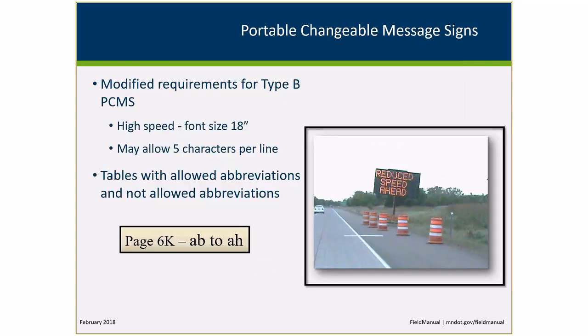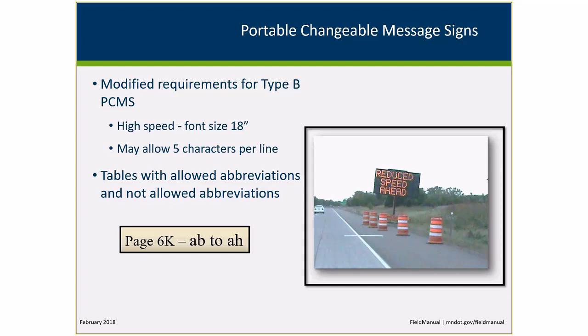Under the PCMSs, we ended up modifying the requirements for the Type B portable changeable message signs. Now there are 3 different sizes of PCMSs that can be used out there. The Type A signs are meant for emergency responders and are only meant to provide incident management information, and those can be as little as 10 inches high. But the MUT is clear that anything on a high-speed road, which is defined as 45 miles an hour or greater, the font size or the size of the letters needs to be 18 inches high. And so the Type B PCMS, we've modified that so that that's the requirement.